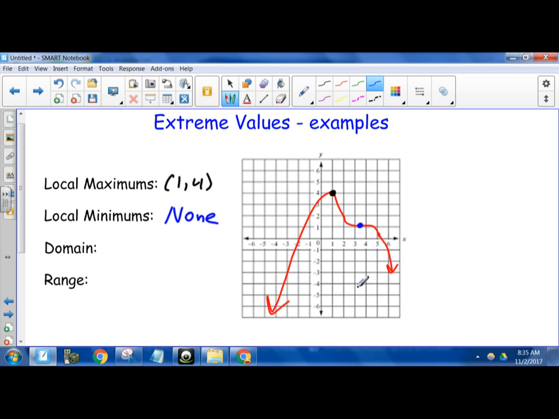Okay? Let's try domain. Well, this extends infinitely in the negative infinity direction and infinitely in the positive infinity direction. So the domain is going to be negative infinity to infinity.